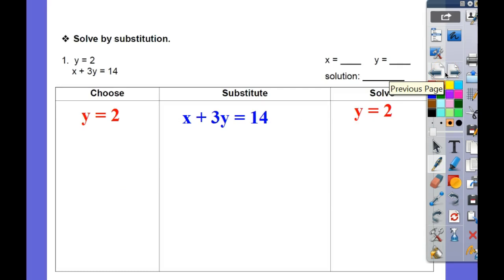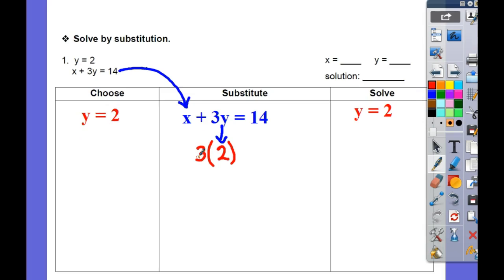You have two equations and you choose the one that's easiest to solve for a variable. This is easiest to solve for a variable, so I put this one in the first column and the last column, and this one I haven't used yet, I put in the middle column. This is already solved for y, so I don't have to do anything to it. In place of this y, I am going to substitute the number 2 because the 2 is equal to the y.